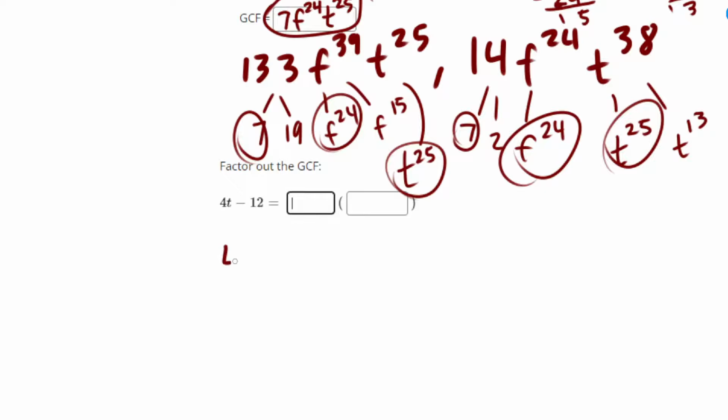And both terms, 4 goes into both terms. So if we take out a 4, we're left with a 1t, because 4t divided by 4 is 1t. And then if we divide negative 12 by 4, we are left with a negative 3. So we have 4 times t minus 3. And so it wants our GCF to be 4 here, because that's our GCF. And then it wants the t minus 3, and it already has parentheses in that one.